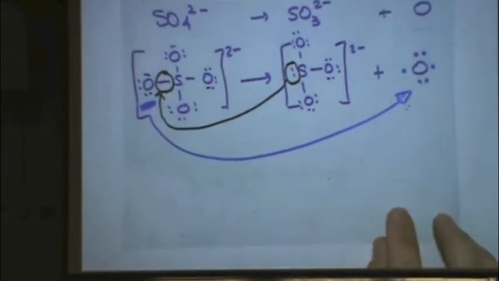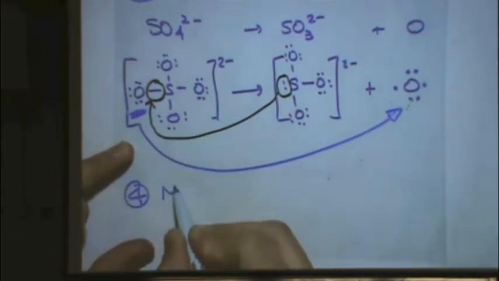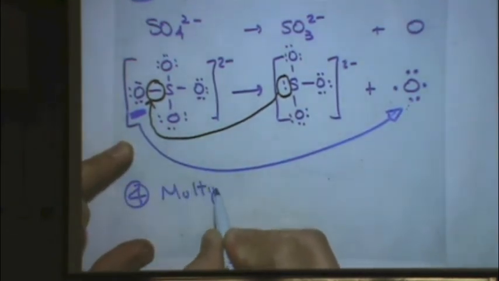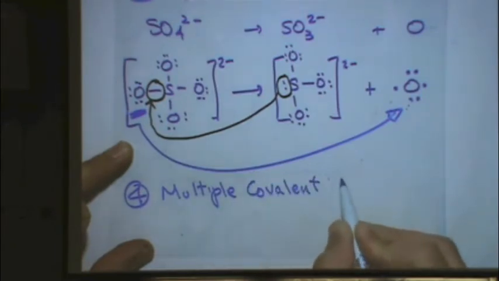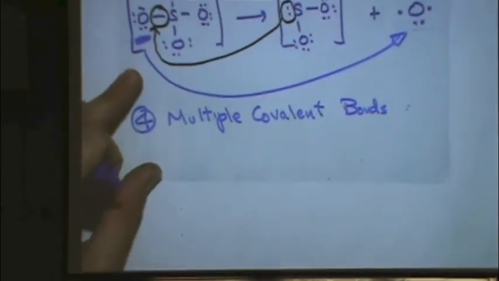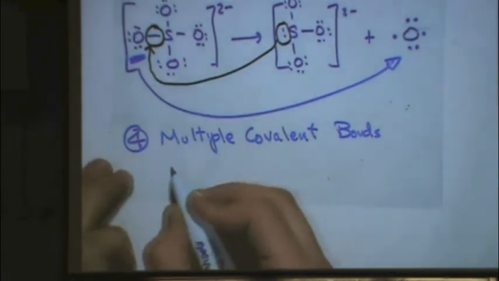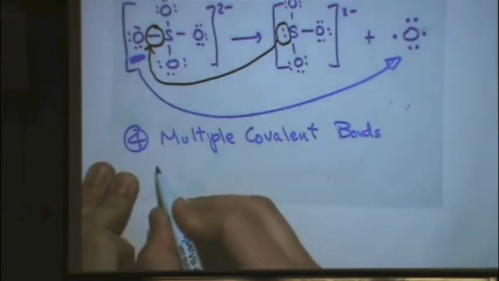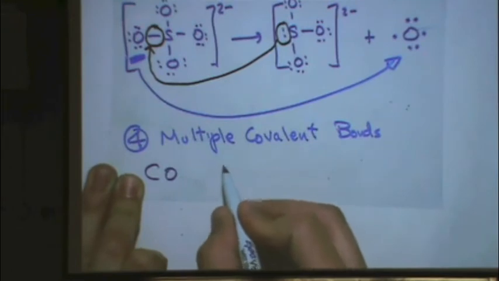Okay, number 4. Multiple covalent bonds. Let's do an example. Again, I'm going to draw a Lewis structure. I know you haven't learned how to do this yet. That's okay. I'm going to do it for carbon monoxide. Carbon monoxide. It would look like this.